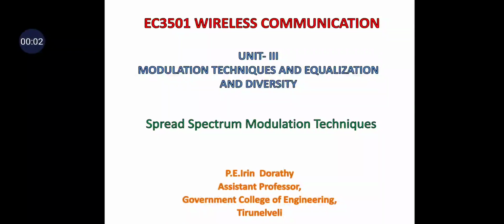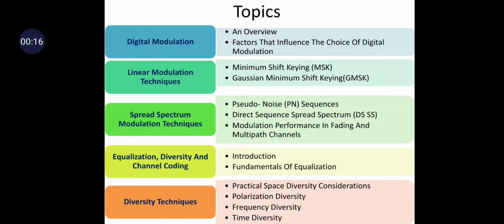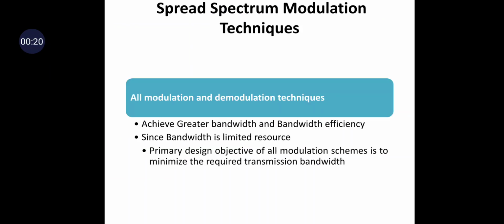Hello everyone, the subject is EC3501 Wireless Communication. Third unit is Modulation Techniques, Equalization and Diversity. Today we are going to see about the spread spectrum modulation techniques. These are the topics in third unit. So let's see the spread spectrum modulation techniques.